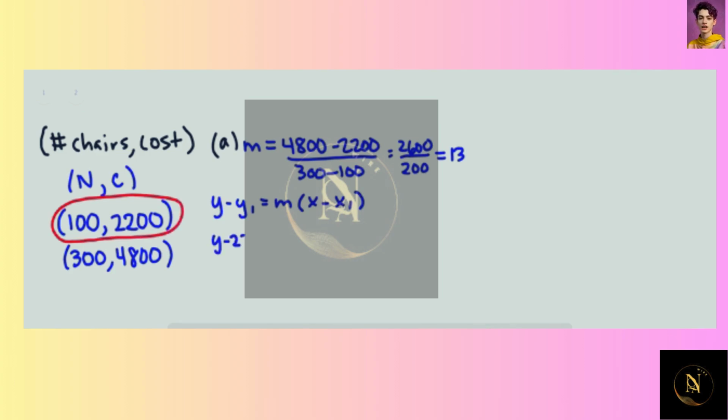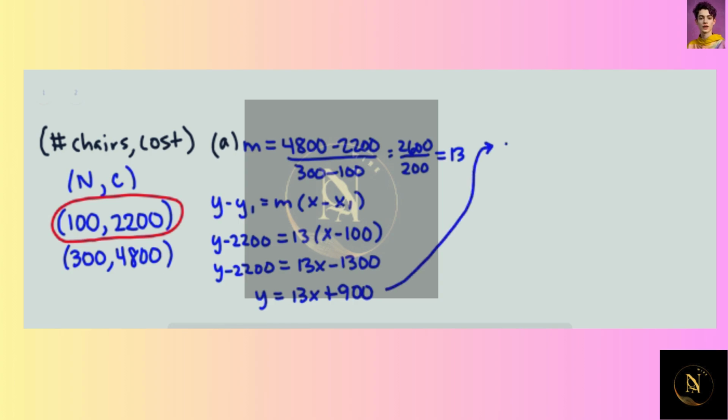Y minus 2,200 equals 13 times x minus 100, and we can simplify that. First we'll distribute the 13, so y minus 2,200 equals 13x minus 1,300, and then we'll add 2,200 to both sides, so y equals 13x plus 900. Now if I want to put it into the variables that I chose instead of x and y, we'll say that c, the cost, equals 13 times n, the number of chairs, plus 900. So there's our linear model, and now we can make a sketch of it.